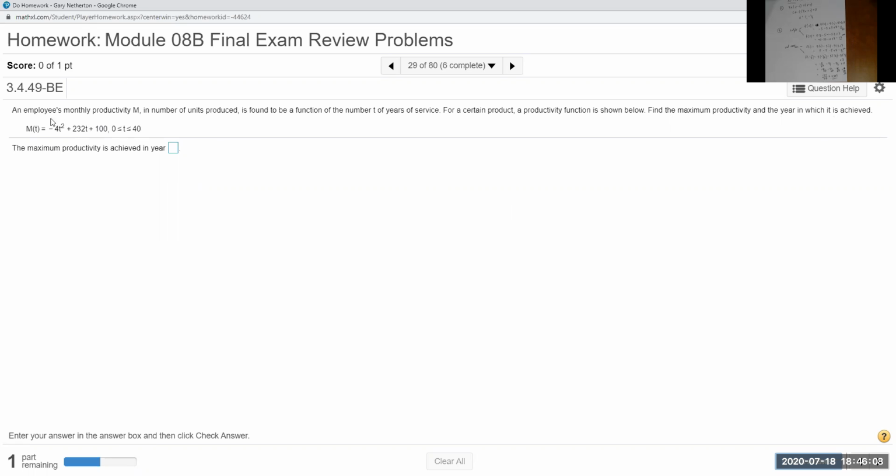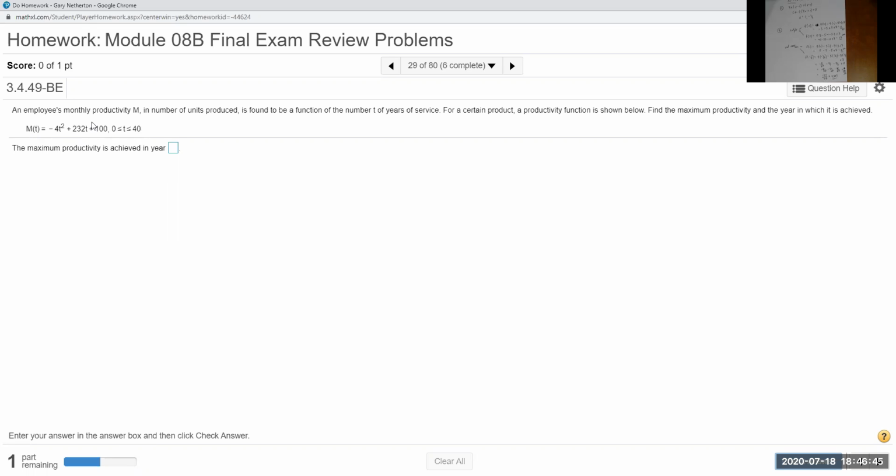So they've come up with an equation, a function, that relates how much work a person gets done versus how long they've worked. Sort of makes sense in the real world. The longer you've worked, hopefully the more efficient and the more work you can get done. Now in this case, you notice the time is 0 to 40. So they're saying 0 years is when a person first starts, and then 40 years is maybe when they retire.